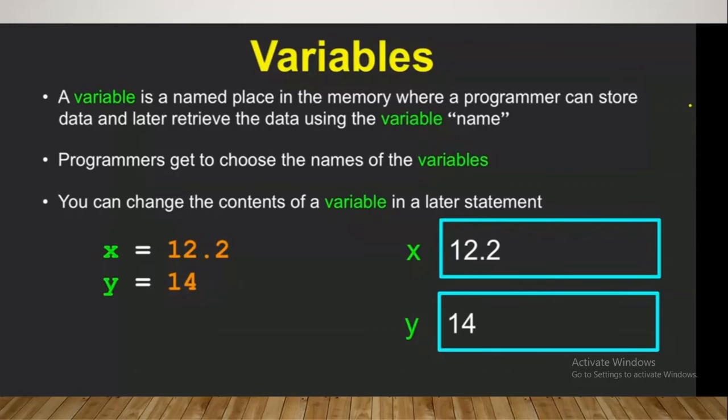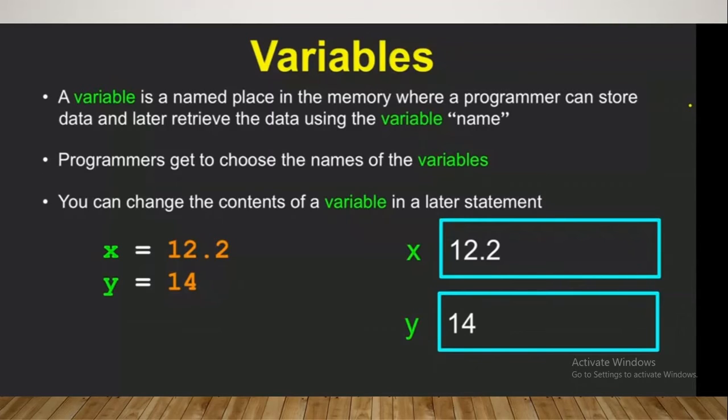So here is the variables topic. As I have told you, we will be discussing the rules for taking variables. First of all, I told you what a variable is in the previous videos, but I am repeating it now to get a better and deeper understanding of programming. So a variable is a name placed in the memory. In the memory, we allocate some space with the name of the variable which we are taking.